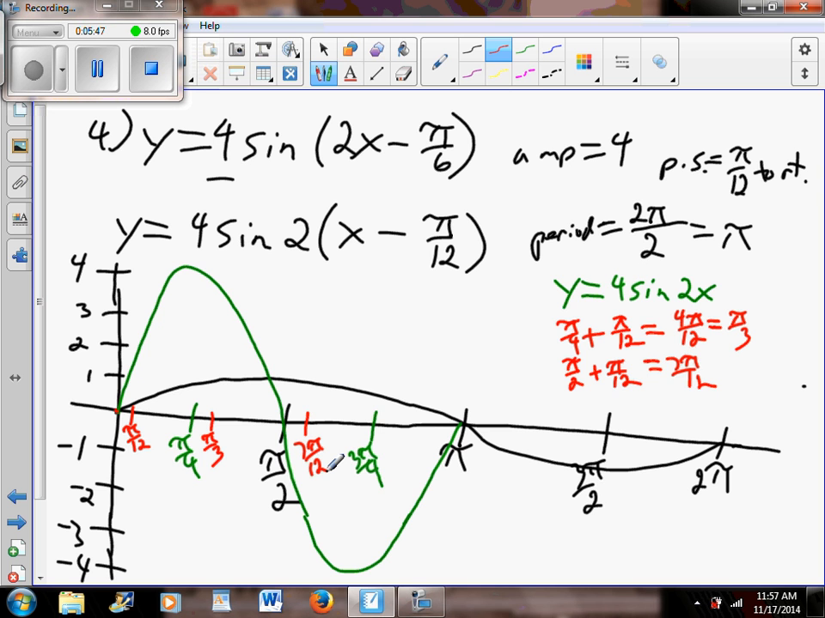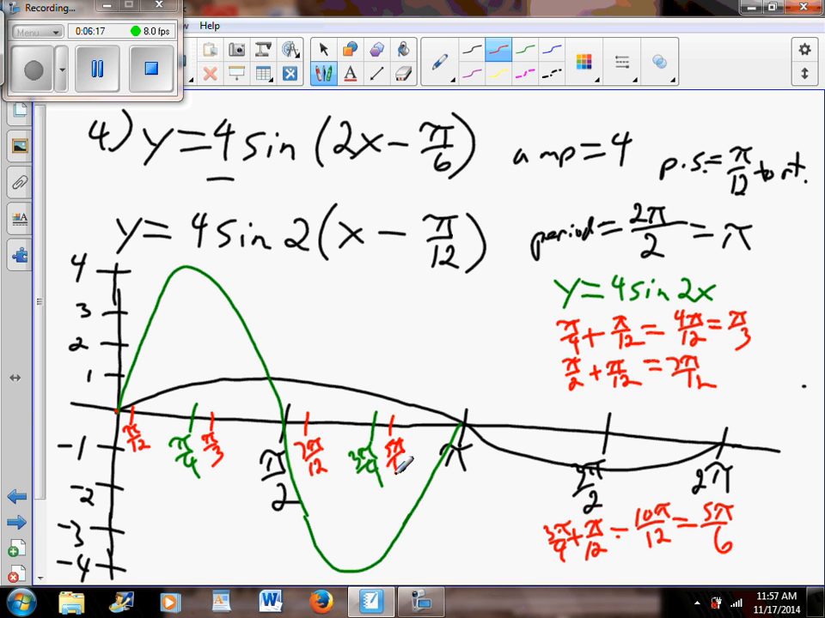Then I want to say 3 pi over 4 plus pi over 12. What's that going to end up being? 9, 10 pi over 12, which is 5 pi over 6. Okay, so I'm going to end up right here at 5 pi over 6.